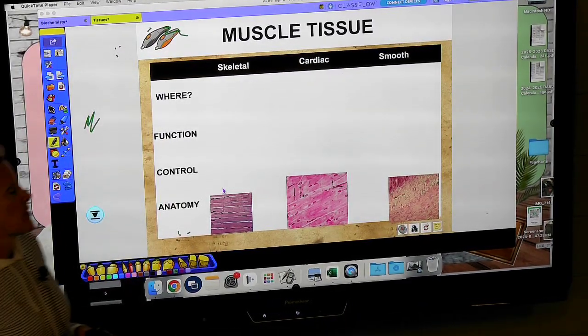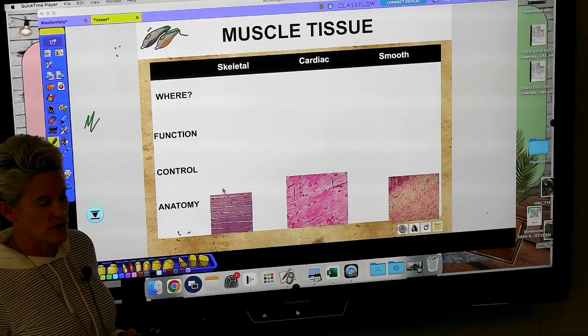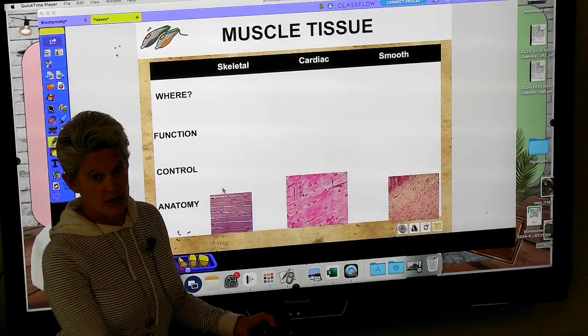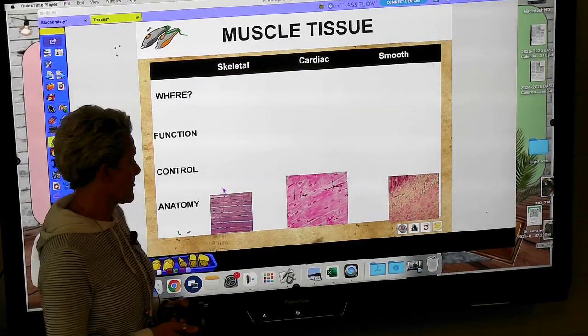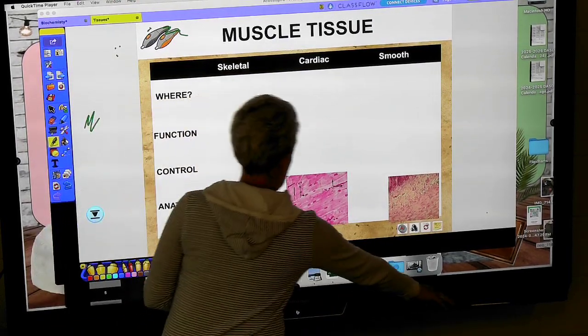Okay, so I want to go over muscle and nervous tissue with you. And then we're going to do a lab just like we did before on muscle and nervous tissue. All right, so let me get a pen.